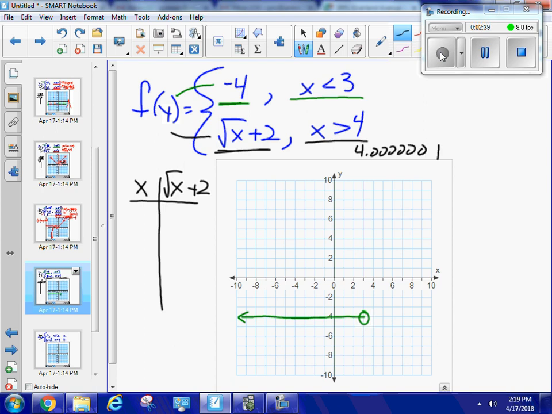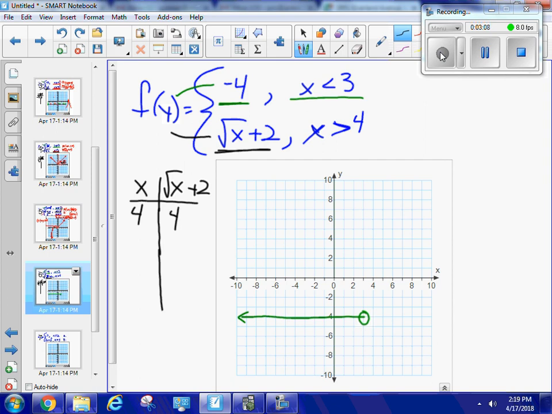4.000001 is greater than 4. The way I'm going to designate that I don't want 4 to be included is with an open circle, but I may as well start it there at x equals 4, and so I can see where the open circle should be. So when x is equal to 4, I would have the square root of 4, which is 2, plus 2, which is 4. So I'm going to have the point 4, 4.